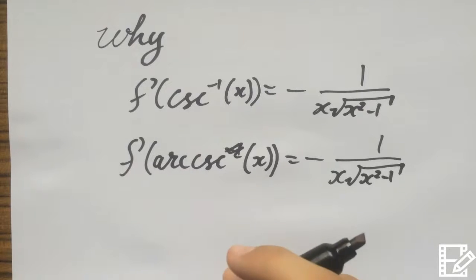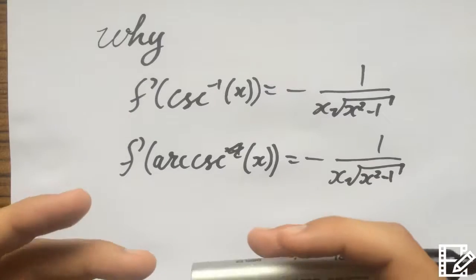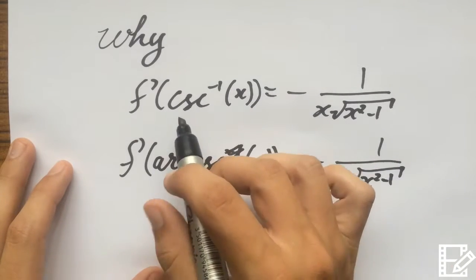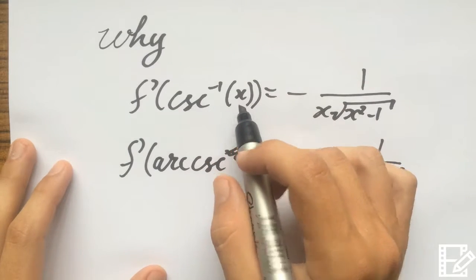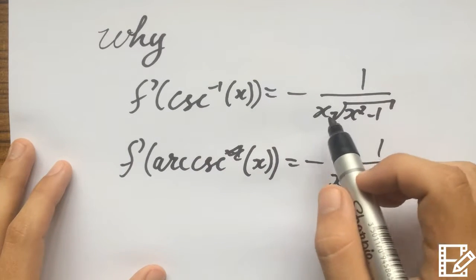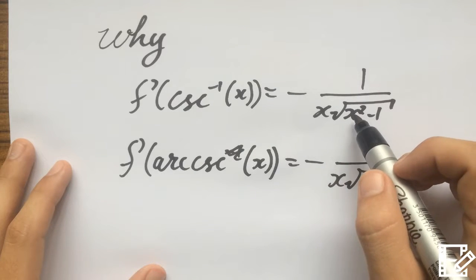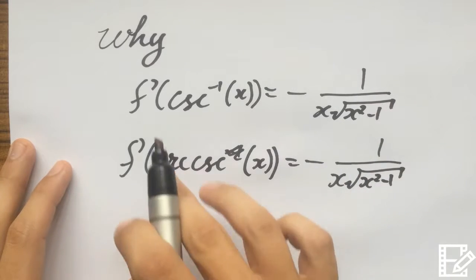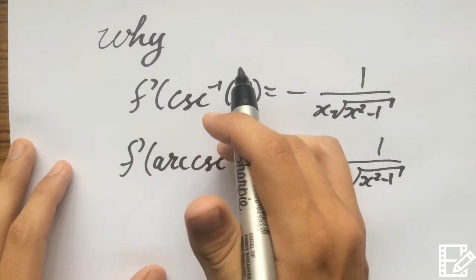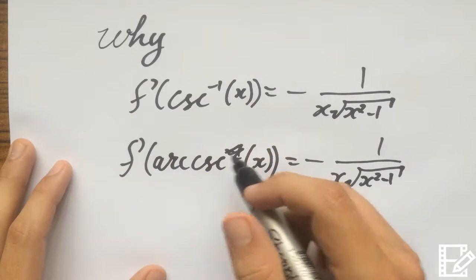Welcome back to another episode in my proof series where I focus on proving why certain things happen in mathematics. This episode will be why the derivative of inverse of cosec x or arccsc of x equals negative 1 over x square root x squared minus 1. Now these are the same thing, obviously. They're just written differently, with one with the power of negative 1 and this one with an arc at the front.